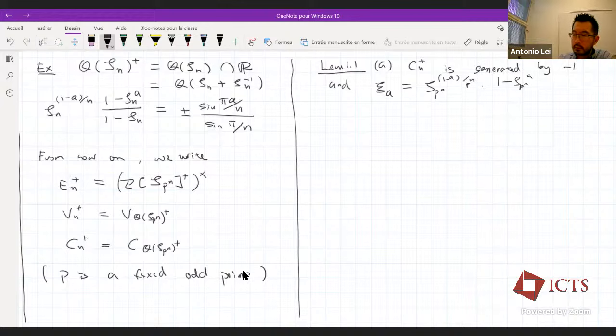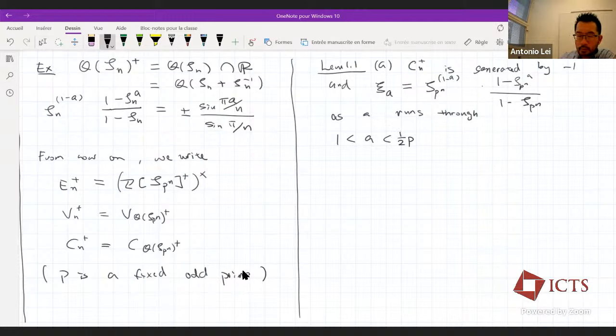Wait, sorry, I don't think I need this. This is not necessary. Sorry. Okay, so maybe I don't need this either. Yeah, sorry, I should check that. Okay, so here I want a to run through the integers between 1 and 1/2 times p^n, where a and p are coprime.